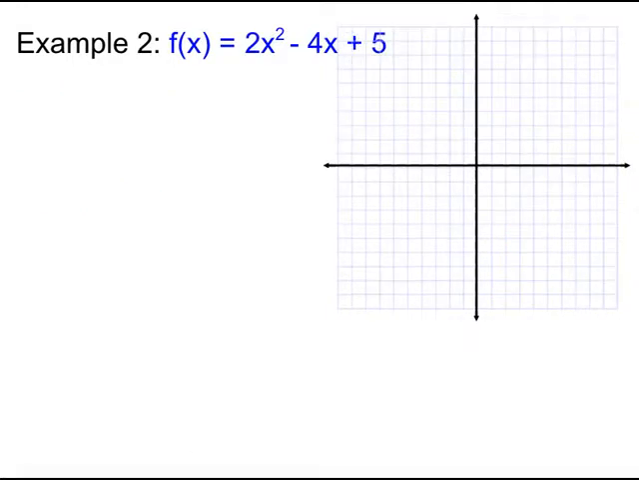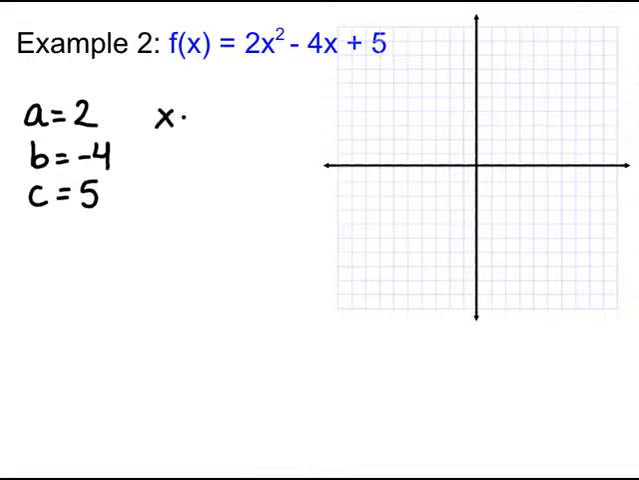Let's try another one. 2x squared minus 4x plus 5. First, we make sure it's in order, which it is. My a is 2, my b is negative 4, my c is 5. I plug it in my equation. Now, is b always going to be negative? No, just the problems I picked started this way.